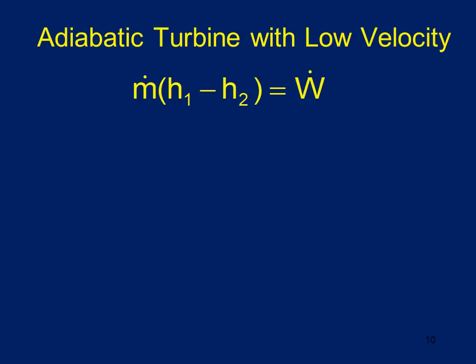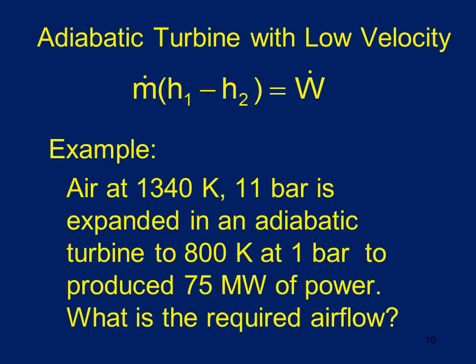Now that's again an adiabatic turbine, where there's no heat lost from the turbine. In fact, in a power plant, what you'll do is insulate the turbine to make sure you don't have any energy lost, because that's a loss of the power that you're trying to produce. Let's take an example.